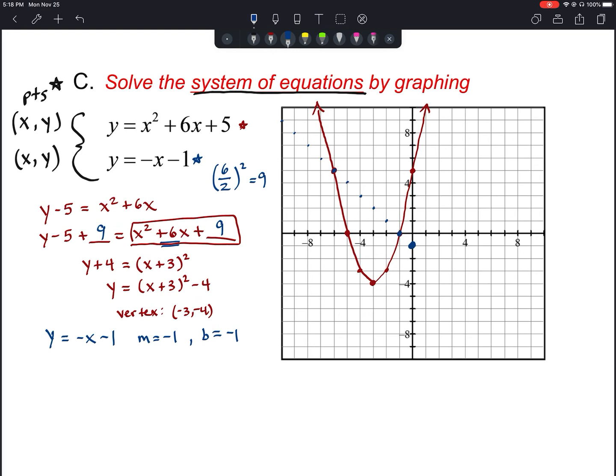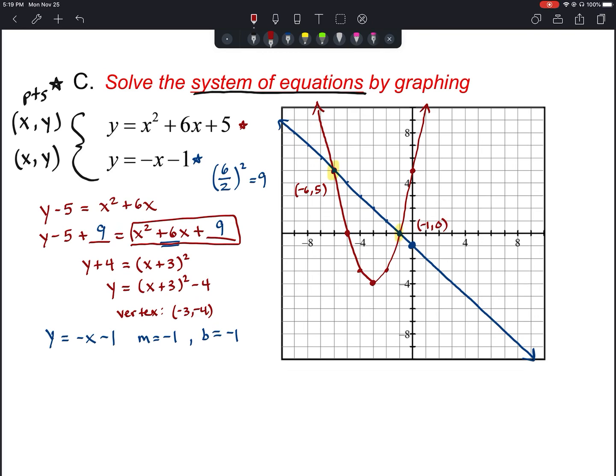So after you get enough points on there, you can go ahead and connect them to draw in your line. And it looks like the intersection points you end up with here are at the point -6, 5 and at the point -1, 0.